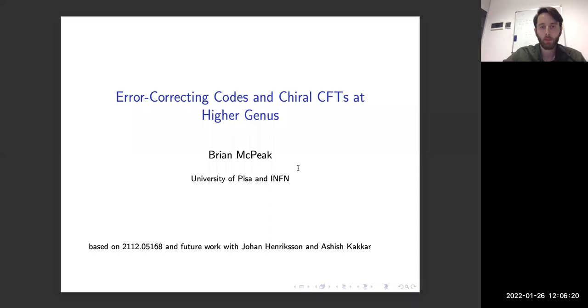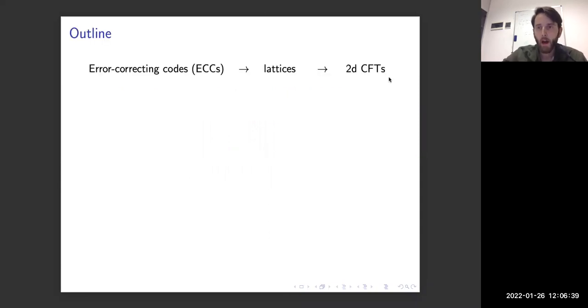Today I'm going to be talking about some work that I've been doing over the past year with Johan Henriksen and Ashish Kakar. Johan's a postdoc with me at PISA, and Ashish is a student at the University of Kentucky. Roughly, the idea that we're going to talk about is error correcting codes and how they define 2D CFTs.